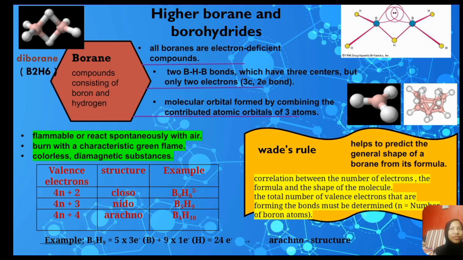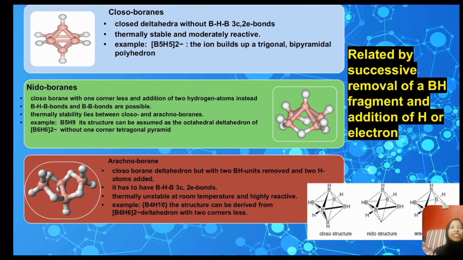So next, it's about Wade's rule. Wade's rule helps to predict the general shape of a borane from its formula using the correlation between the number of electrons and the number of boron atoms. As the table shows, they have 3 main structures, which are closo, nido, and arachno. There is one more, hypho, but it's not the important one. These 3 main ones, which I'll explain, are related by successive removal of a BH fragment and addition of H or electrons.